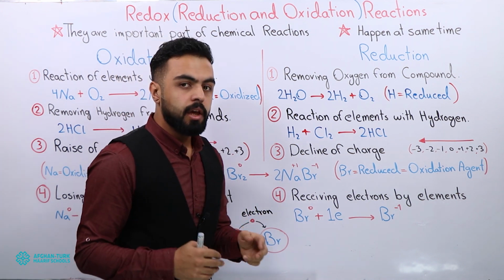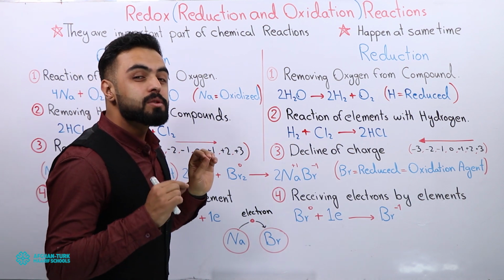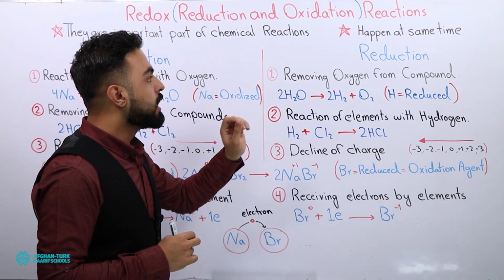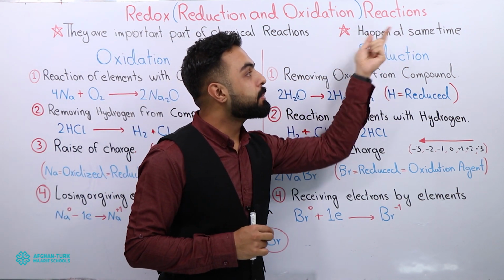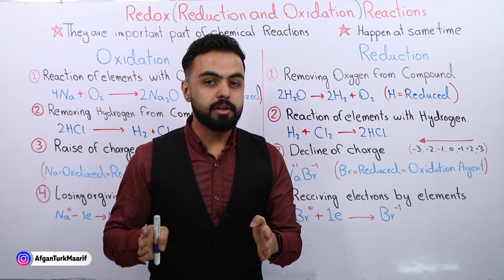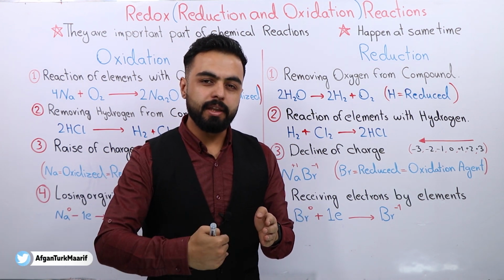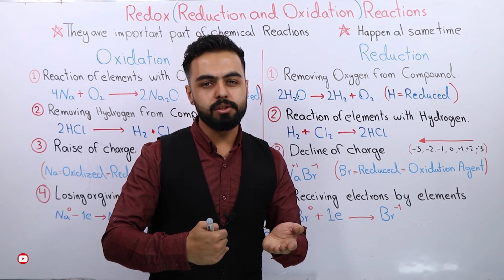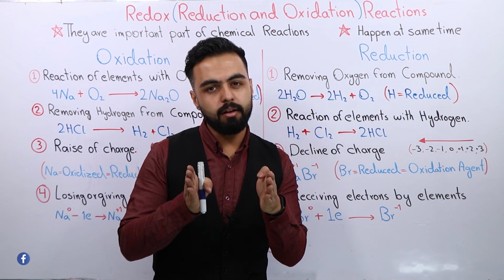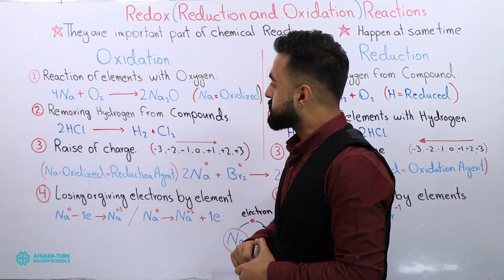So here are 2 points. At first, they are the most important part of chemical reactions. So remember that. And they happen at the same time. It means in a reaction at the same time, we have reduction and oxidation. So that's why they merge these two words together and call that redox. So now let's start with the oxidation.